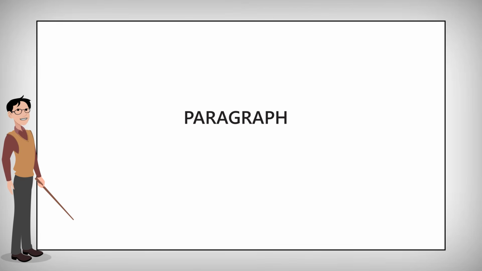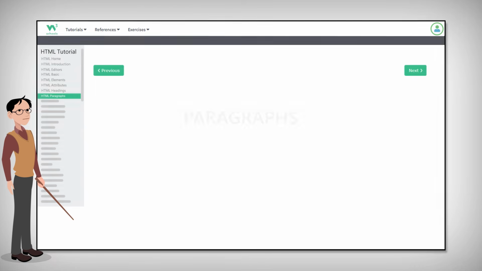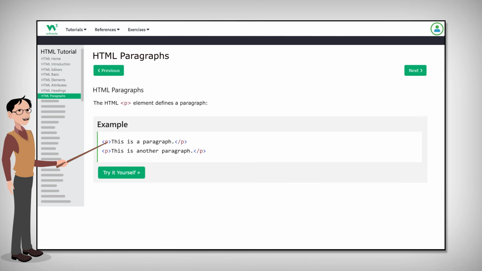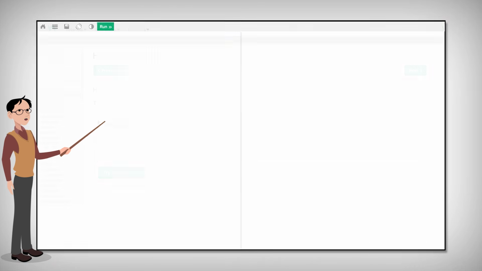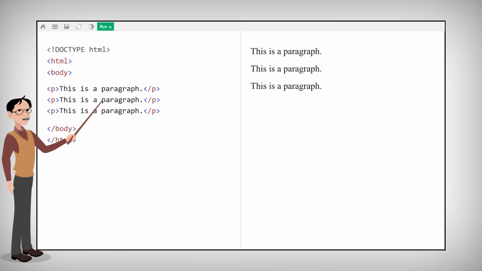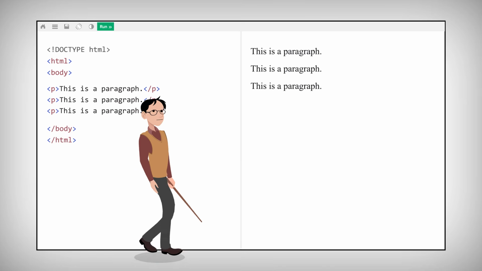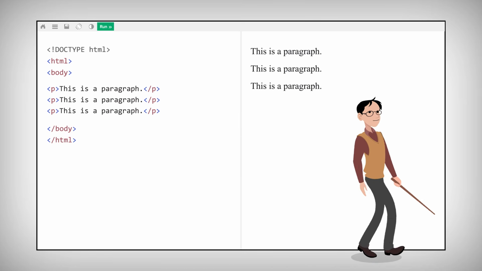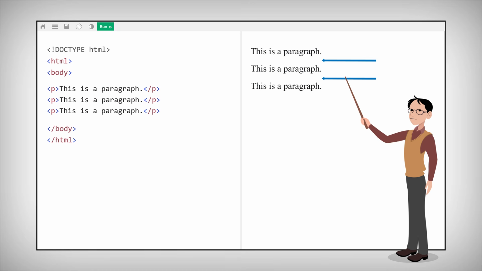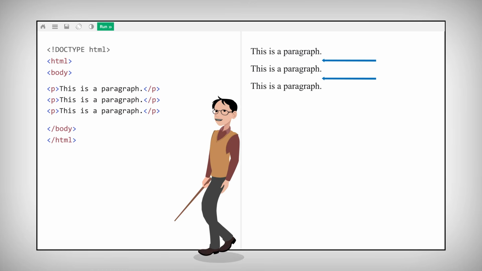Now let's take a closer look at HTML paragraphs and how they are displayed. Paragraphs in HTML are defined by the P element. Here are 3 paragraphs. This is how they are written in the code, and this is how they are displayed on the page. You can see that the browser automatically adds some white space, also known as margin, before and after each paragraph.